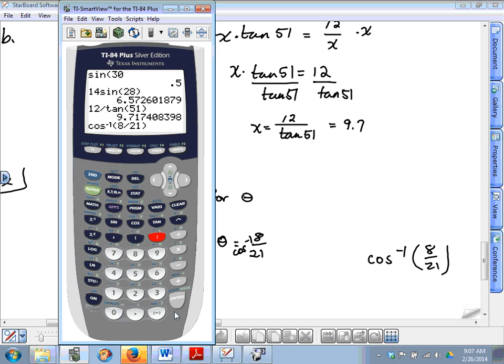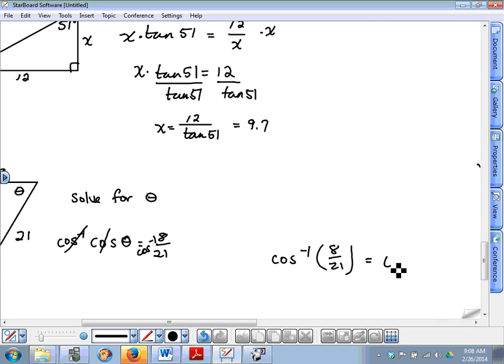the input for a normal trig function is an angle measure. The output is a ratio of side lengths. When we reverse this and do inverses, the input for an inverse is a ratio of side lengths. So what's the output going to be? An angle measure. The output to whatever I hit here for enter is going to be an angle measure, not a side length. So 67.6. 67.6 what? Degrees, exactly. 67.6 degrees.